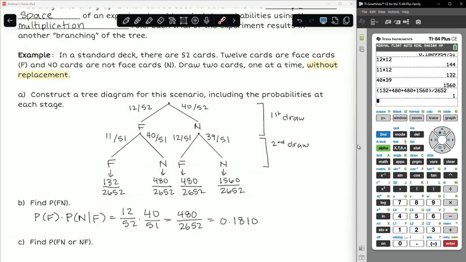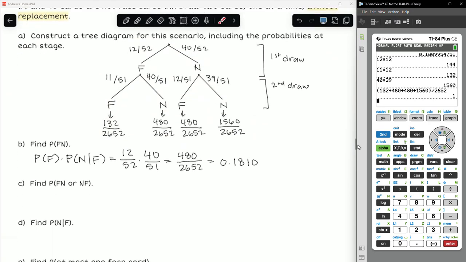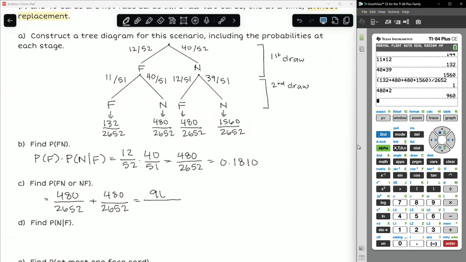So let's go ahead and answer the rest of these questions using our fully built table. The next one says Fn or Nf. So that's these two probabilities, and I know or means add. So this is just 480 over 2652 plus 480 over 2652. So that's going to be 960 out of 2652, which is 36.2% or 0.362.